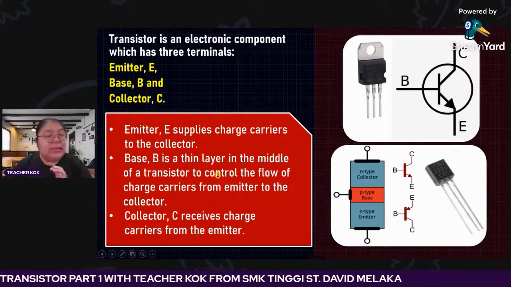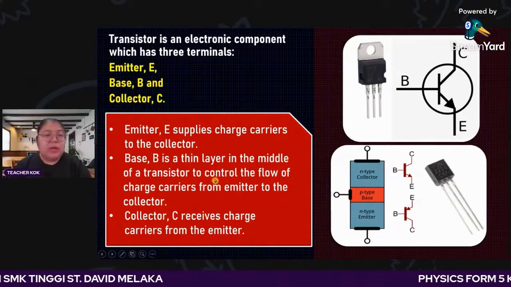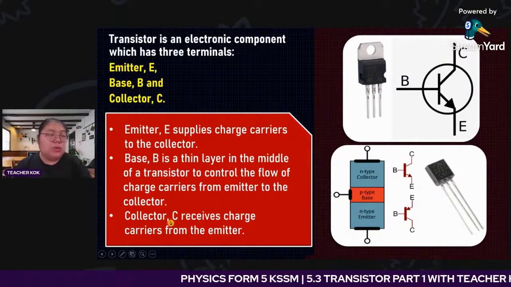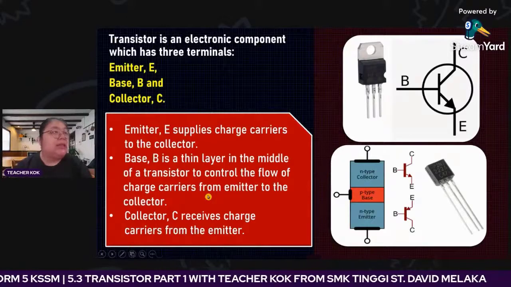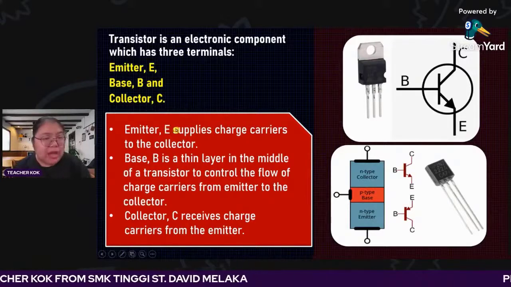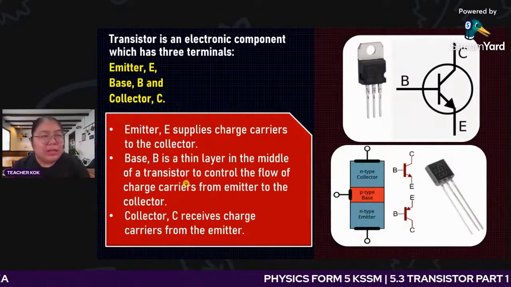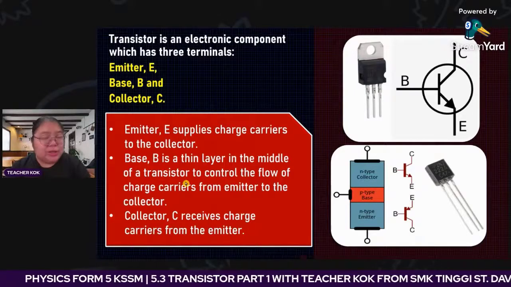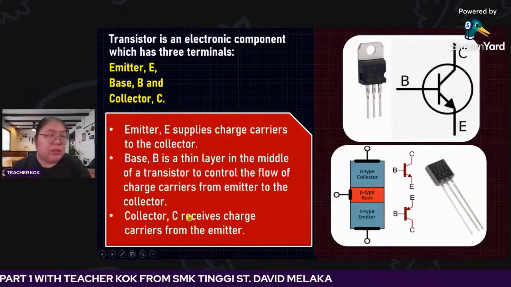So the base is a thin layer. Remember, the base is a thin layer in the middle of the transistor. It controls the flow of the charge carriers from the emitter to the collector. So this explanation describes the direction, from the emitter going to the collector. That's why they say the emitter supplies the charge. The base is in the middle and never supplies any charge. It's just in the middle only. The middle person transfers the charge. Then the collector is the last one, which receives the charge.